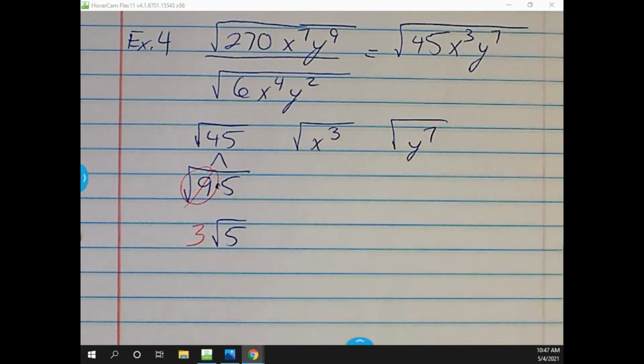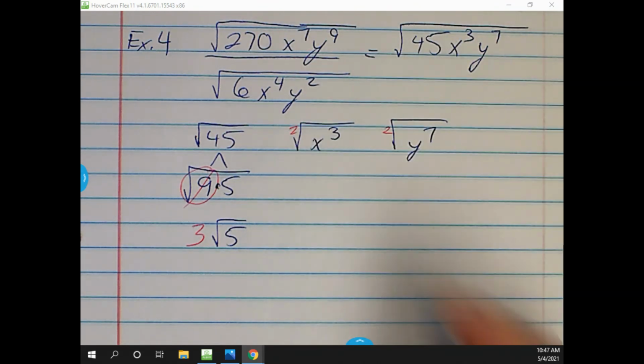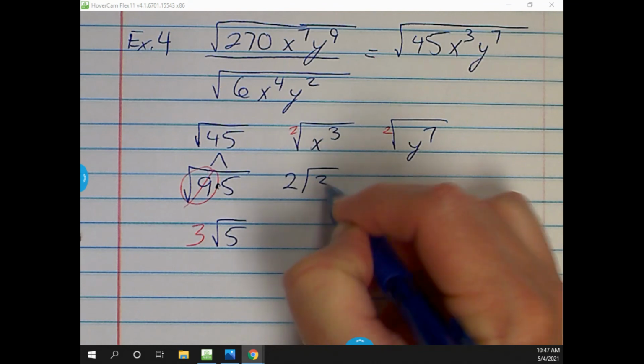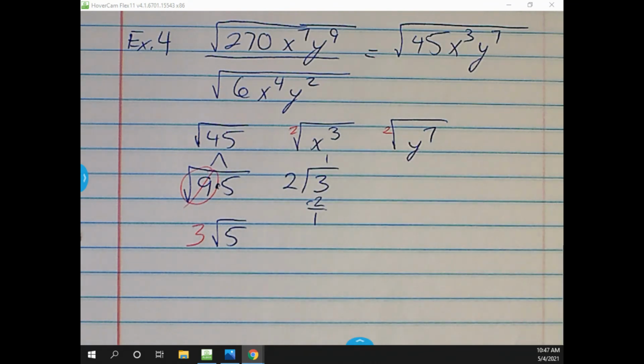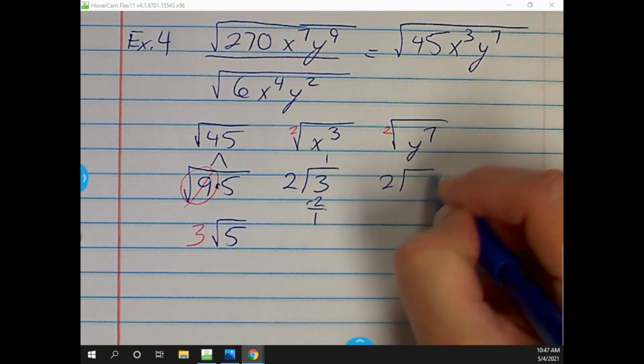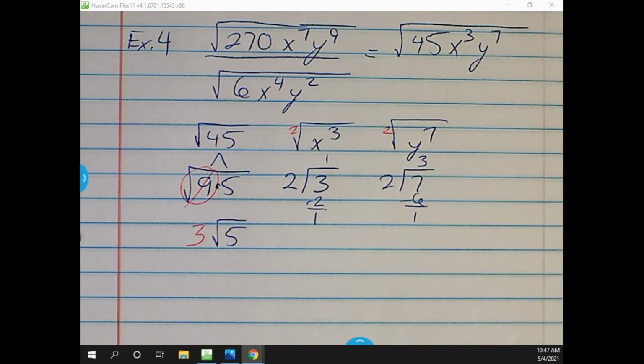All right, with x to the 3rd, again, if it's a square root, there's an understood 2 out here. So we're going to divide 2 into 3. It'll go 1 time with 1 left over. And for the y's, we're going to divide 2 into 7. That'll go 3 times with 1 left over.